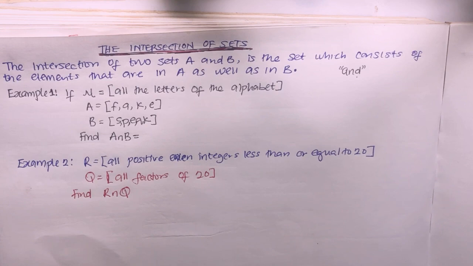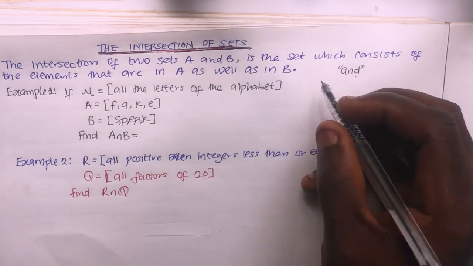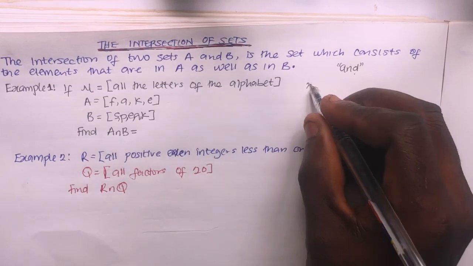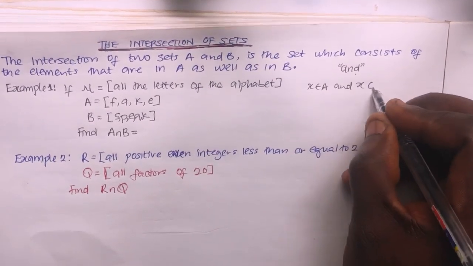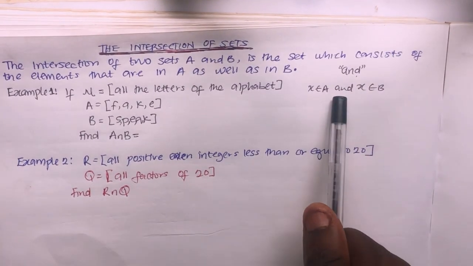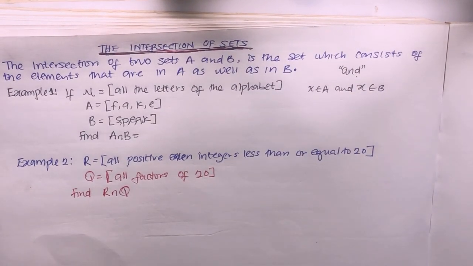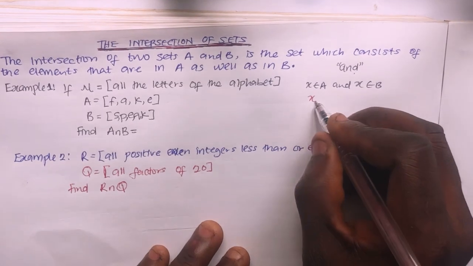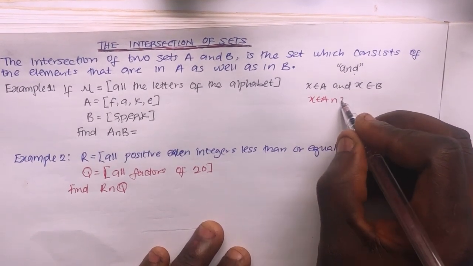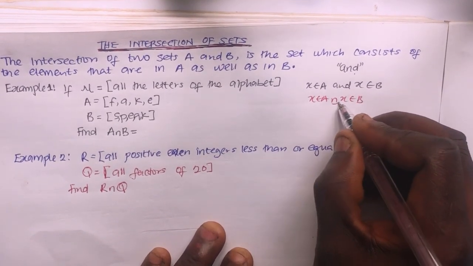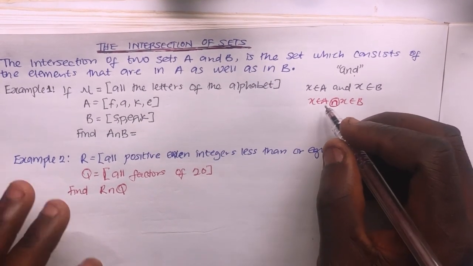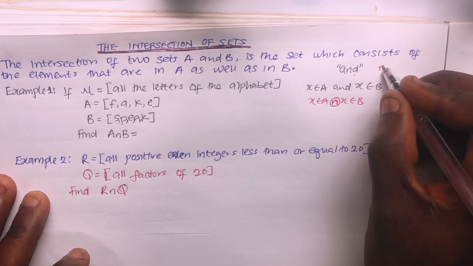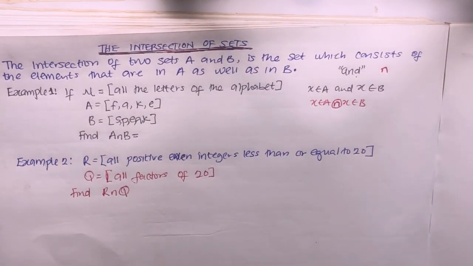Theoretically, the intersection is expressed as x is a member of A and also x is a member of B. This "and" indicates intersection. Let me bring them together: x is a member of A, and x is a member of B. So this "and" sign indicates intersection. That means intersection is denoted as something like this, ∩. That's our intersection sign. Then let's check an example.